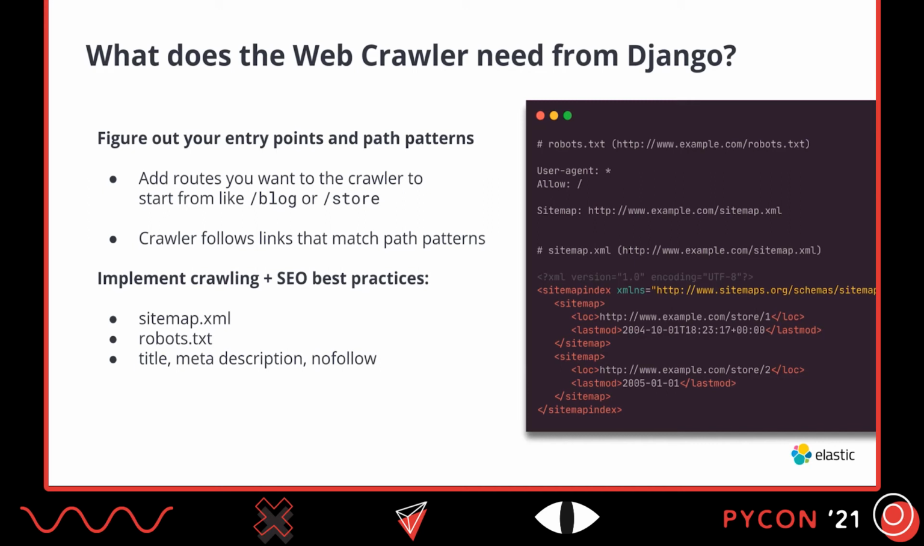Having a sitemap.xml file and a robots.txt file are recommended to make your website much easier to crawl. It's also recommended to fill out the title, meta description, and to set nofollow on links that you don't want crawlers to follow on the page. Let's take a look at what the web crawler looks like in action.